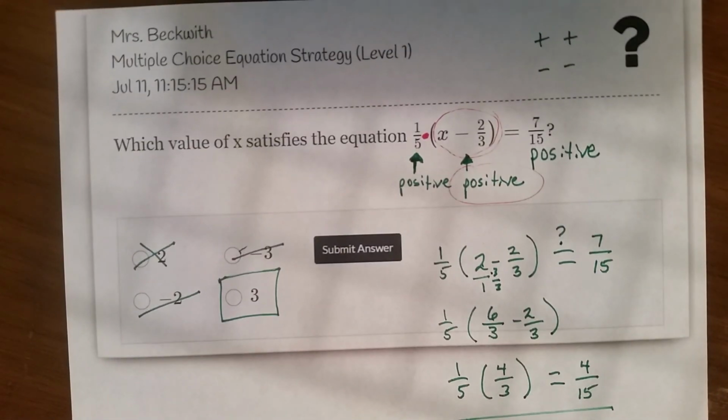So that's the strategy. I hope that strategy helps a little bit, and that takes care of that.